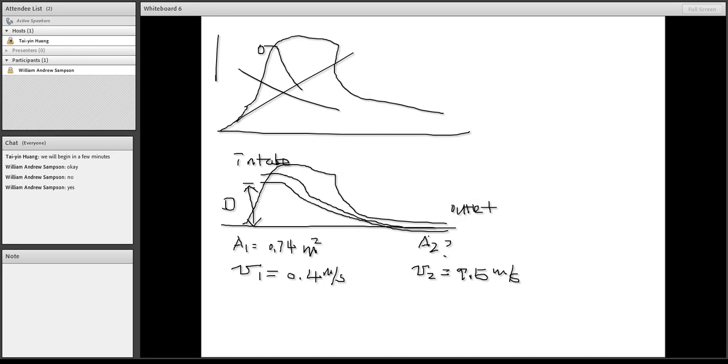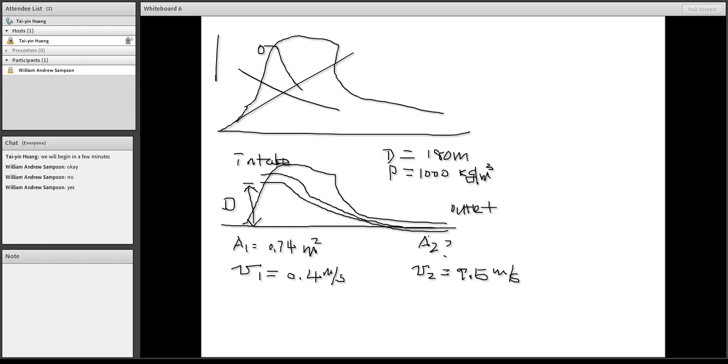Okay. And D here, the capital D here is 180 meters. And the density of water is 1,000 kilograms per meter cube. Okay, so what is this problem about?